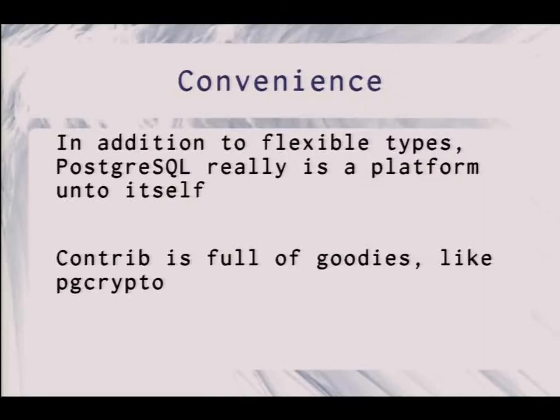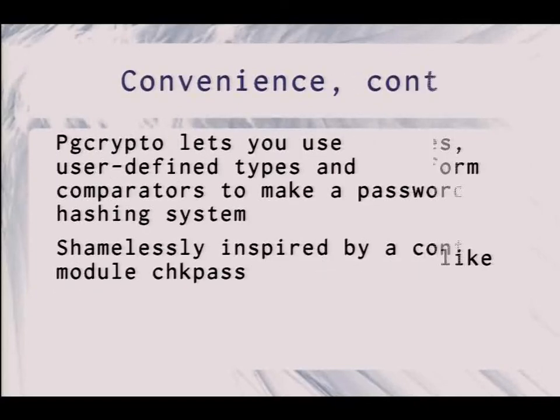So Postgres is also very convenient as well. It has all sorts of things. It has these flexible types and flexible ways that you can model your data, and it's really kind of a platform unto itself, actually, because there's an ecosystem around it, there's contrib, there's everything. Contrib is especially full of goodies like PG Crypto. And in Postgres, you can make user-defined types.